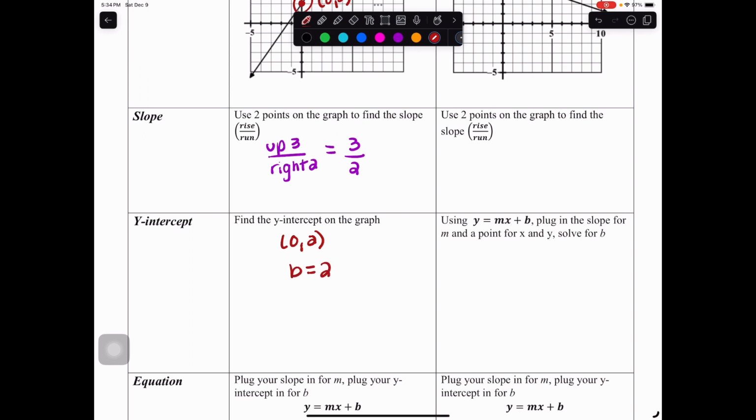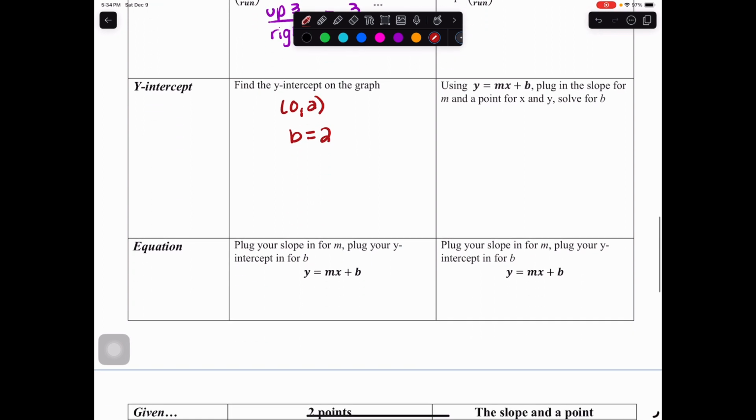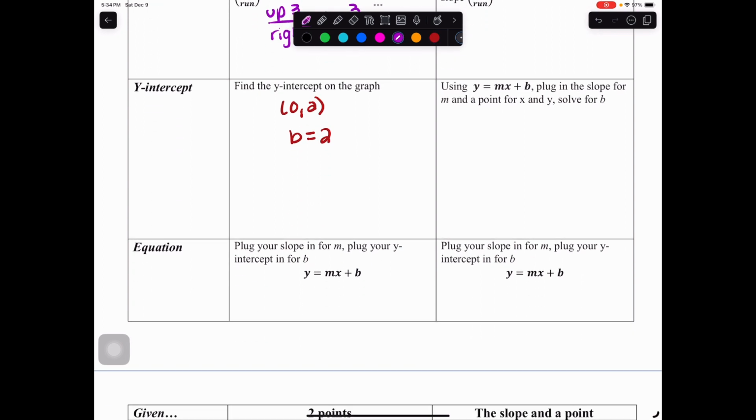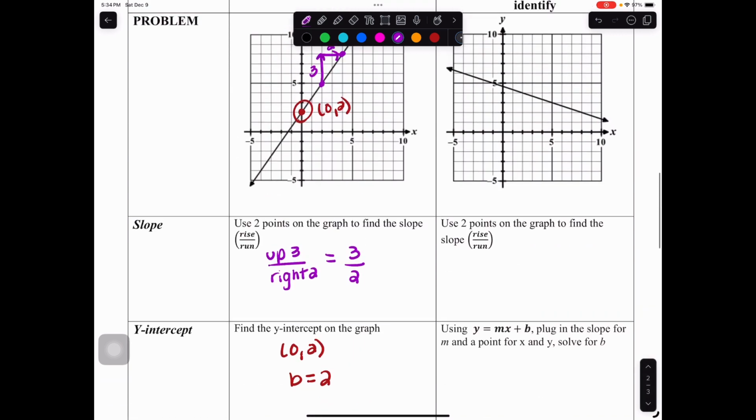So this is our best case scenario because now all I have to do is write my equation by putting the slope in the m spot and putting the y-intercept in the b spot. So it'll be y equals, the slope was 3/2, so that goes in front of x. The y-intercept was (0, 2), so the 2 goes at the end. And I'm done. That's best case scenario.